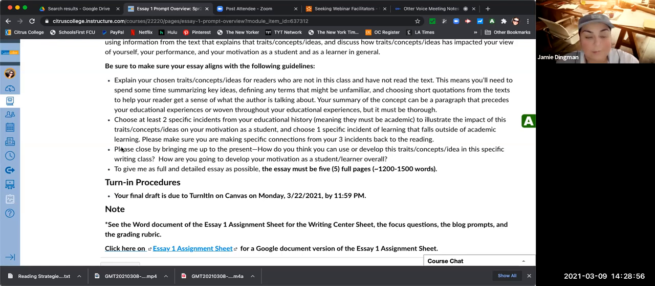Okay, so conclusion, please bring me up to the present. How do you think you can use or develop this trait or concept or idea? And how are you going to develop your motivation as a learner and student overall? Okay, so that means you're going to be talking about my class, and I want you to give me specific examples. So if you choose to write about grit, in that conclusion paragraph, I want you to explain to me specific things you are going to do in my class to try to remain gritty, right? To try to remain committed and passionate about your goals and your objectives in my class. And same thing with any other reading.